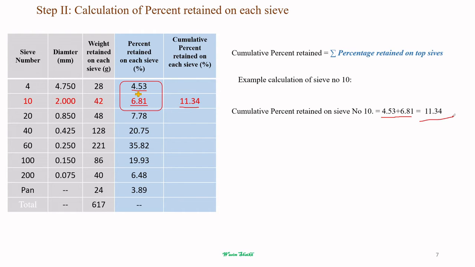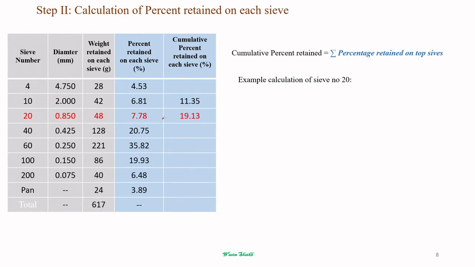Now let's look at another example, sieve number 20. For sieve number 20, that value will come as 19.31. How does it come? It comes as a successive addition of all the values above sieve number 20, including sieve number 20. So this is 7.87 plus 6.81 plus 4.35, and that value will come as 19.31. This is how we calculate the cumulative percentage.